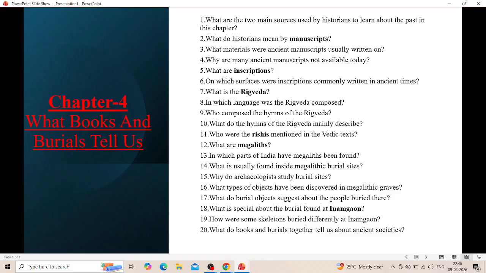What do burial objects suggest about the people buried there? They suggest that people believed in life after death and that some people were more important than others.